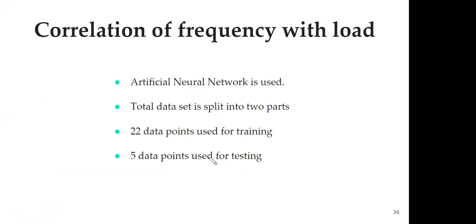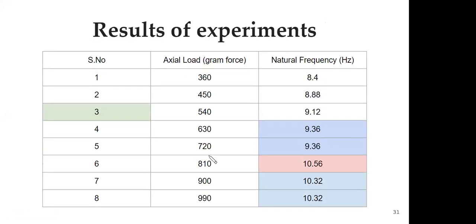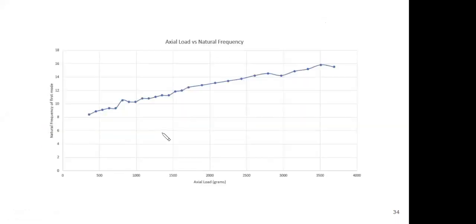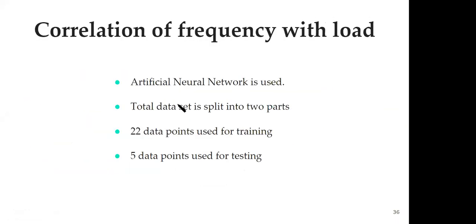Now, the last part is correlation of frequency with load. All this data we have collected, we need to somehow correlate the natural frequency that we got from the experiment to the actual load which is applied. So I decided to go with building an artificial neural network. I built a simple artificial neural network, and the total data set is split into two parts. 22 data points are used for training and 5 are used for testing.